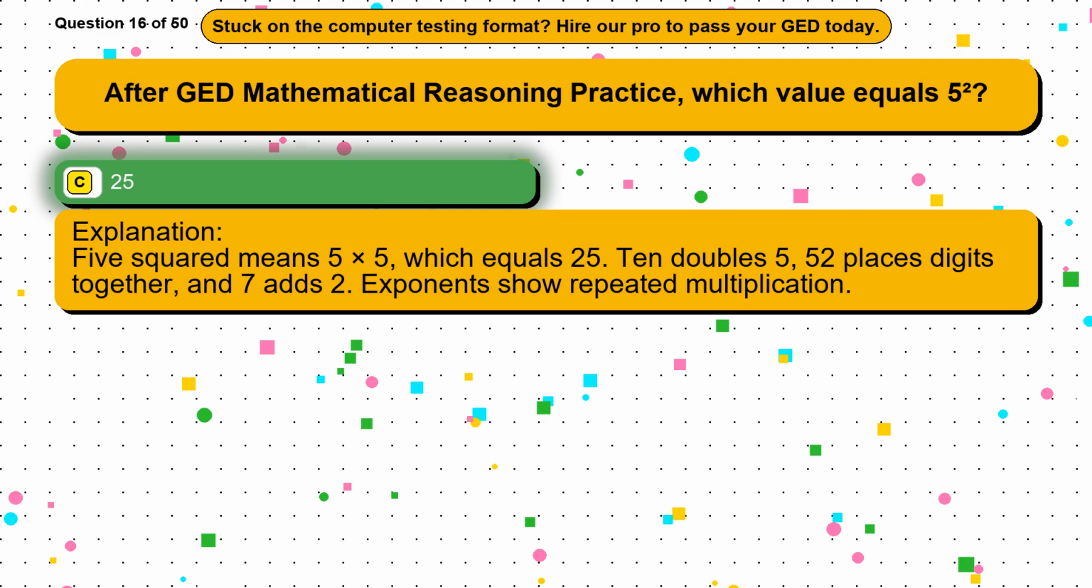5 squared means 5 times 5, which equals 25. 10 doubles 5, 52 places digits together, and 7 adds 2. Exponents show repeated multiplication.